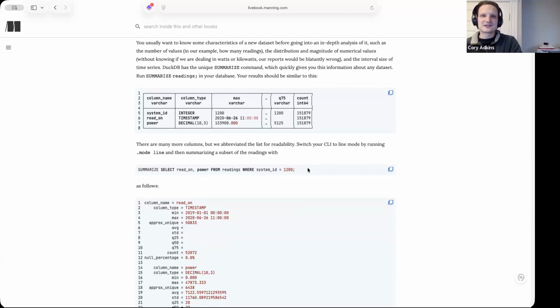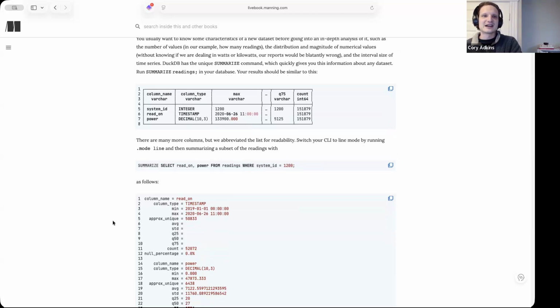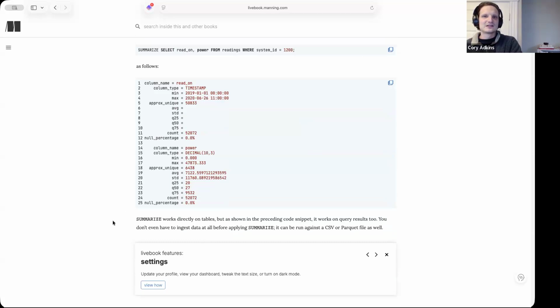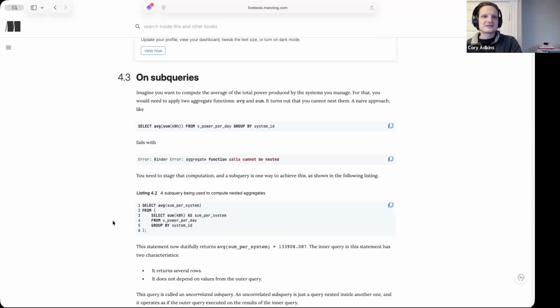Here you see this trick that we learned in chapter 1 where you can modify the output style of the CLI. So yeah, I don't think there's a ton there either.